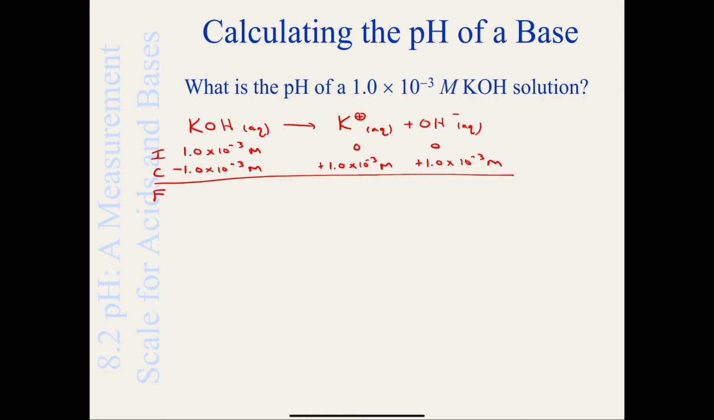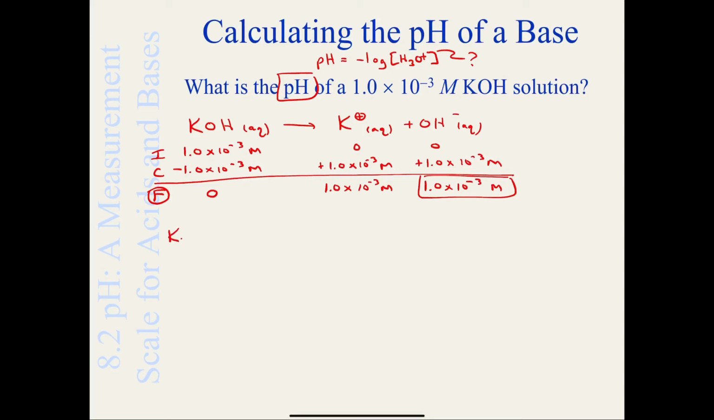The net result, or final result, which I will denote with the letter F, is the sum of these. So 1.0 plus negative 1.0 means I'll have no potassium hydroxide left over. I'll have 1.0 times 10 to the minus 3 molar potassium ions and 1.0 times 10 to the minus 3 molar hydroxide ions. But again, I'm looking for the pH. And to solve for pH, I'm going to use the formula that pH is equal to minus the log of the concentration of hydronium. So how am I going to get the concentration of hydronium?